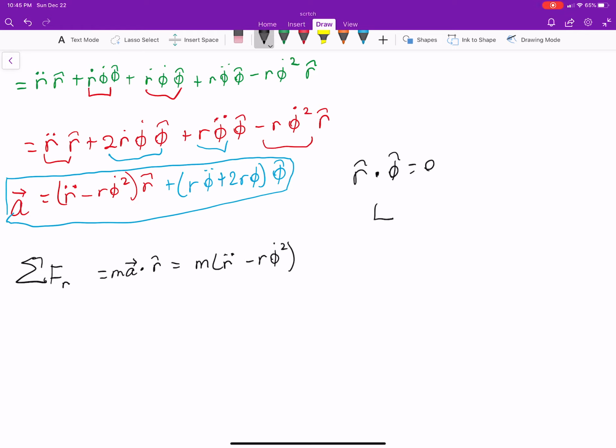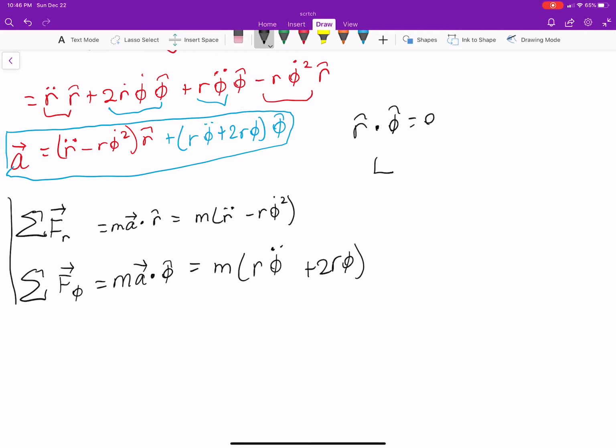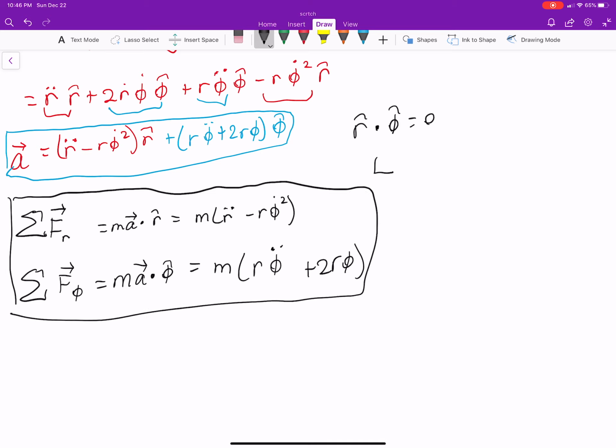Remember, the dot product is really telling us how parallel two vectors are. If you have the exact same vector, they're going to be 100% parallel. If you have perpendicular vectors, they're going to be absolutely not parallel. So that takes care of the unit vectors. And we can do the same exact thing in our phi direction, and the unit vectors work out the same way. So very nicely, mass times r phi double dot plus 2 r dot phi dot. And these are Newton's second law in polar coordinates.